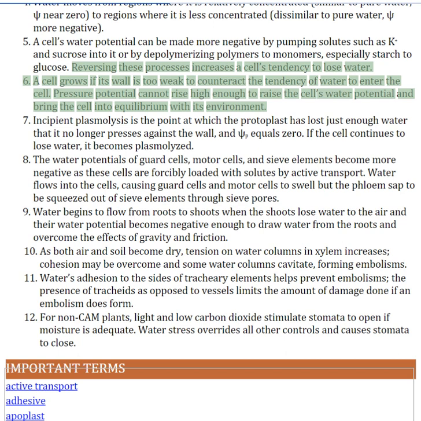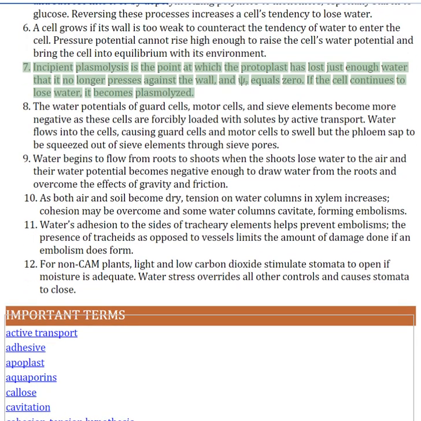6. A cell grows if its wall is too weak to counteract the tendency of water to enter the cell. Pressure potential cannot rise high enough to raise the cell's water potential and bring the cell into equilibrium with its environment. 7. Incipient plasmolysis is the point at which the protoplast has lost just enough water that it no longer presses against the wall, and psi equals 0. If the cell continues to lose water, it becomes plasmolyzed.